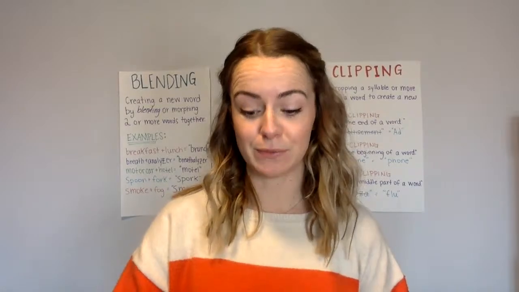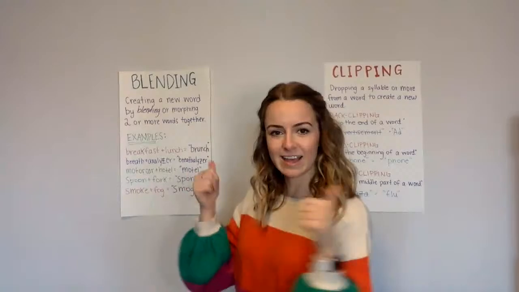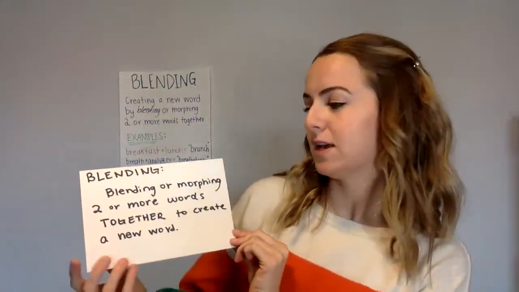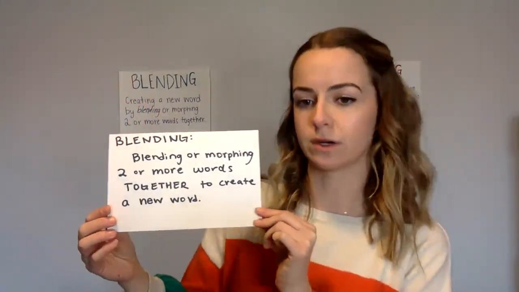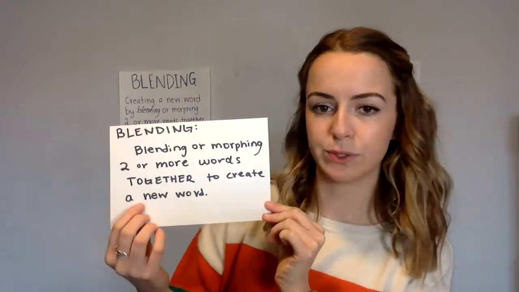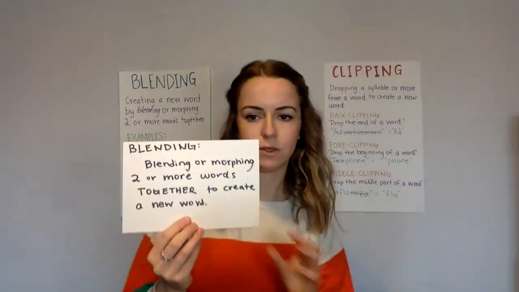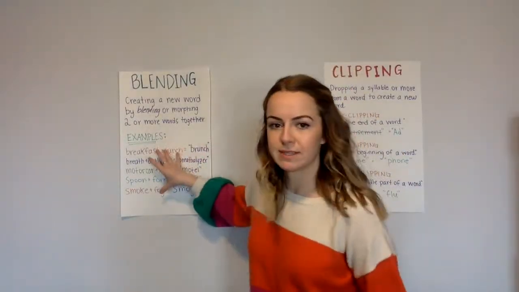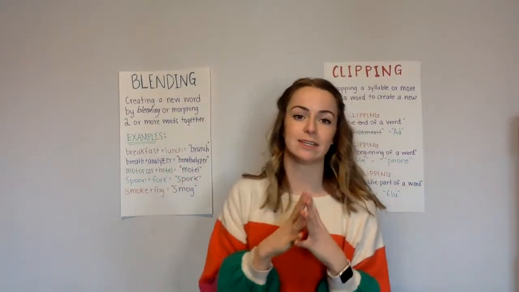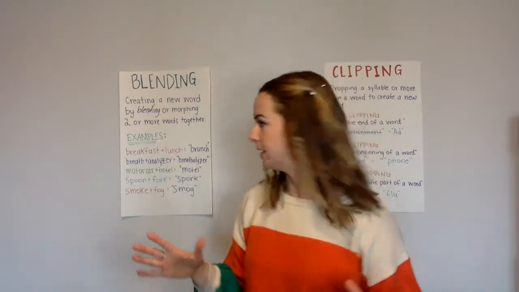Okay, are we ready to move on to blending words? Yes? Okay, so blending words is when you blend or morph together two or more words. Okay? And when you do this, you create a new word. Just like here with clipping, you create a new word with blending. So here I have some examples of blending some words together. And it only works for some certain words. It doesn't work for everything.